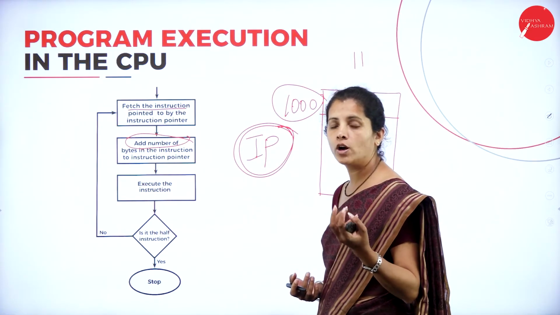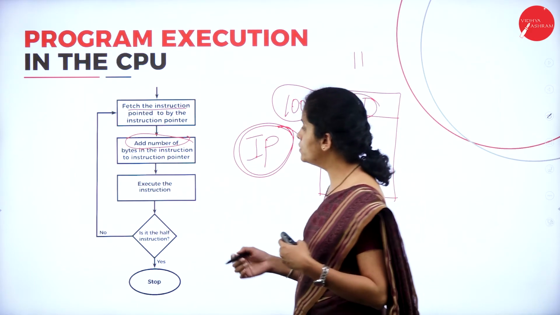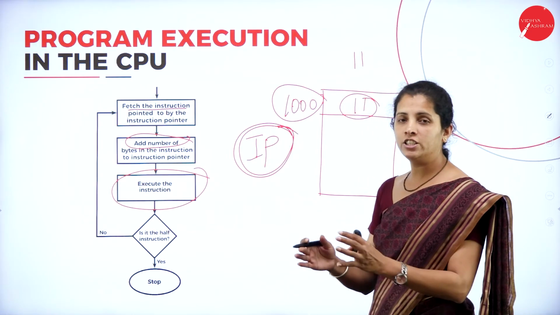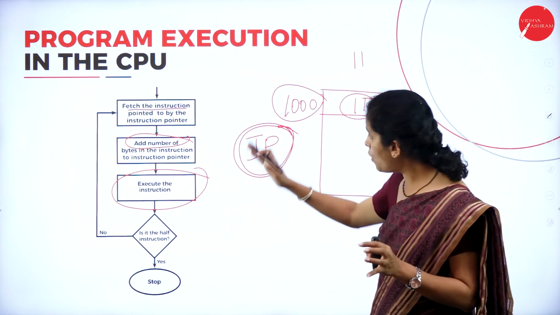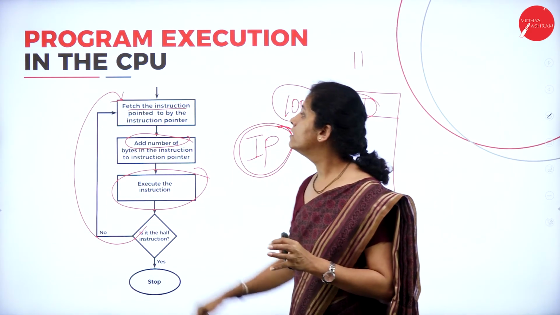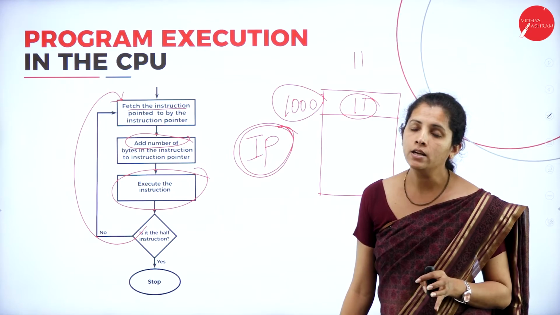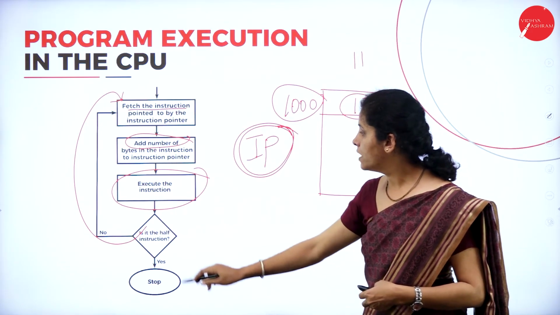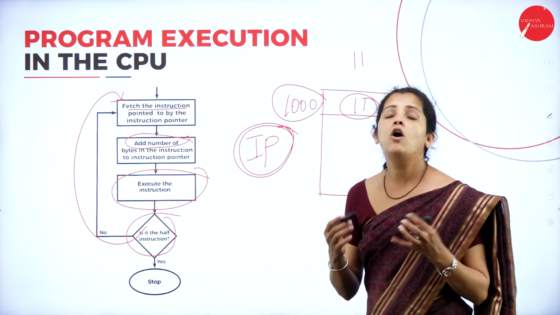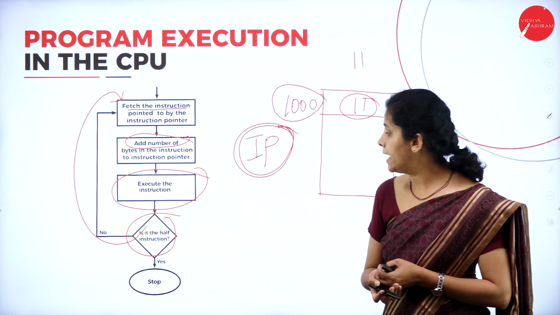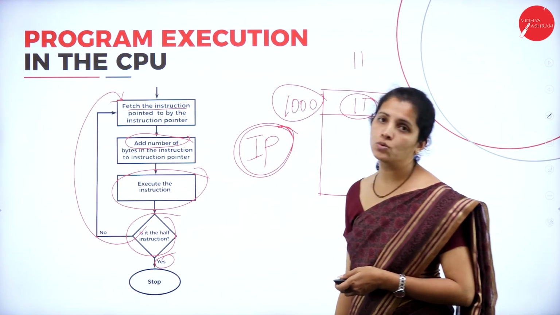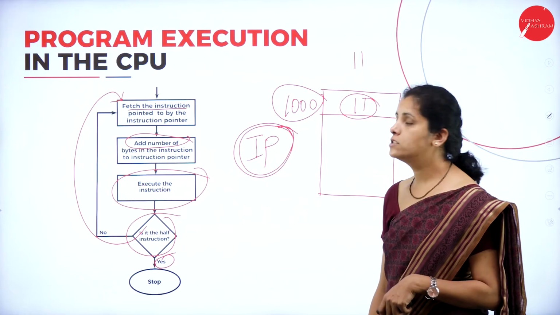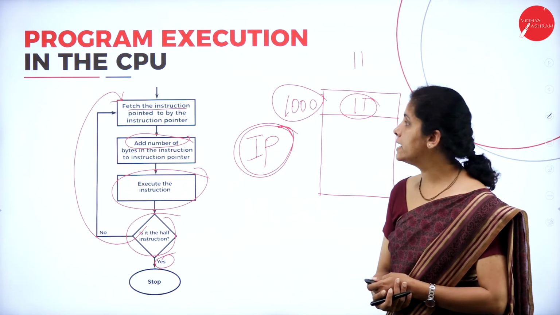After fetching, the job of the CPU is to execute the instruction. And the fetched data is only half. Then what do I want to do? I want to go to the instruction pointer once again to get my next half of the data or instruction. And if all the instructions are fetched, and that condition is true, then I'm going to stop the execution. This is the way program execution in the CPU is carried out.